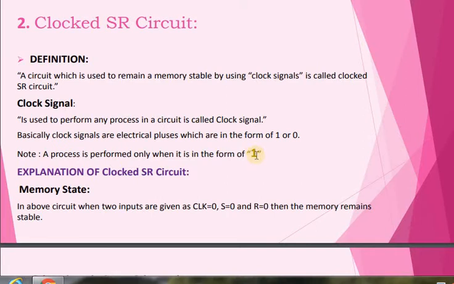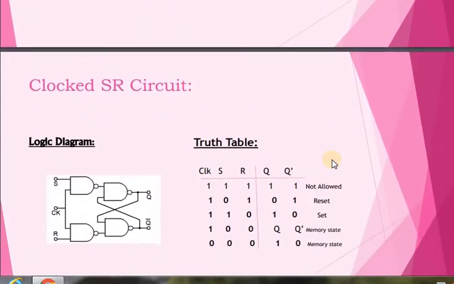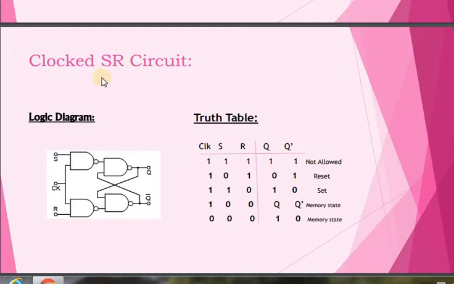I will show the circuit and we will see the explanation for that. So this is the clocked SR circuit or clocked SR flip-flop. See here, it is the NAND gate. This part is what we have already seen, that is the SR latch. Now with the SR latch we have connected two NAND gates. One input is S and another input is R, and we have a clock pulse.